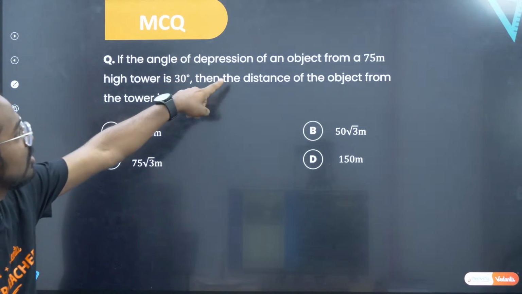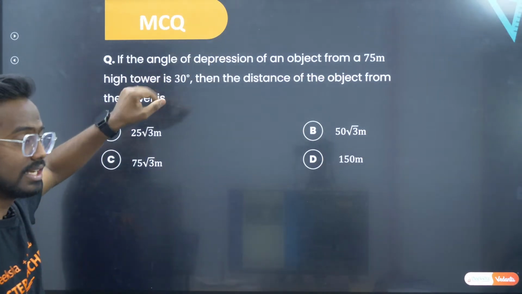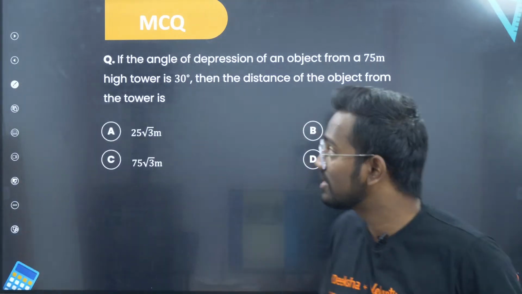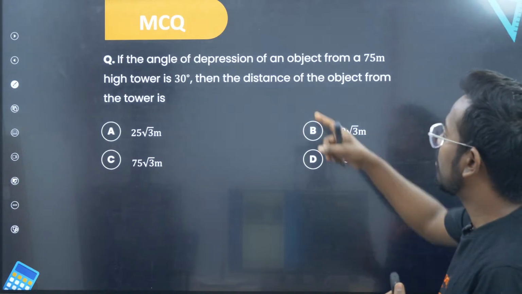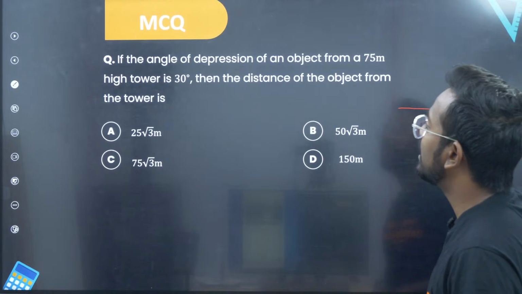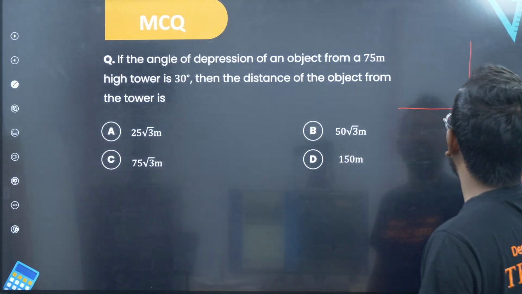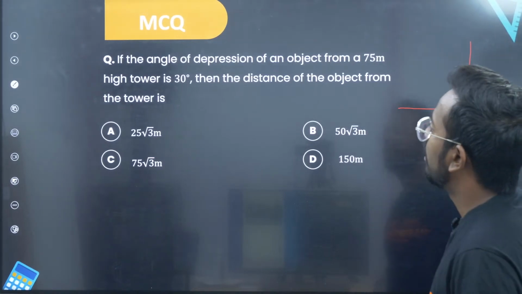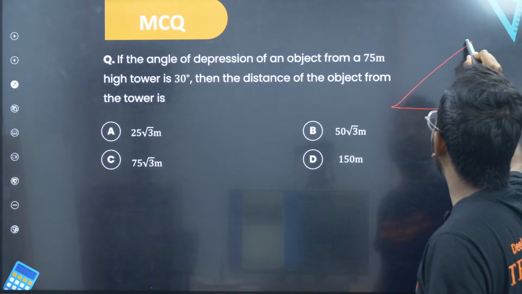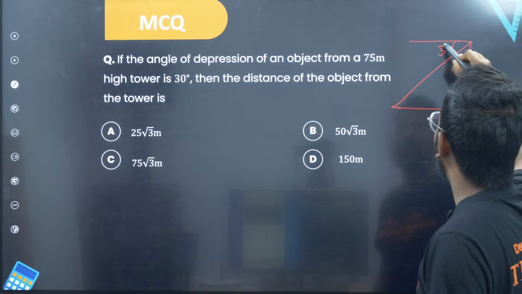Let's take up the next question. If the angle of depression of an object from a 75-meter high tower is 30 degrees, then the distance of the object from the tower is. A very simple question. Let's try to tackle it. They have given the angle of depression from a 75-meter high tower. So let me take a 75-meter high tower, and the angle of depression is given to be 30 degrees.